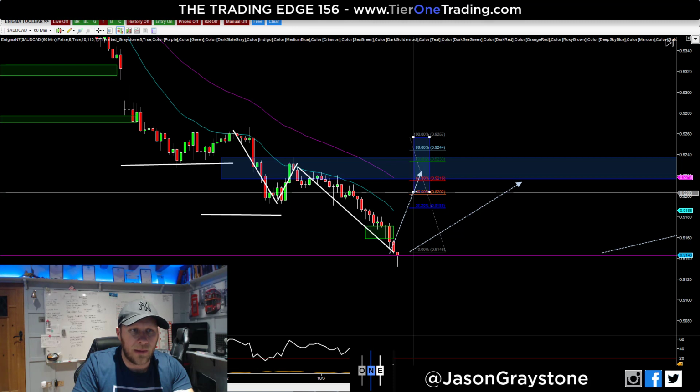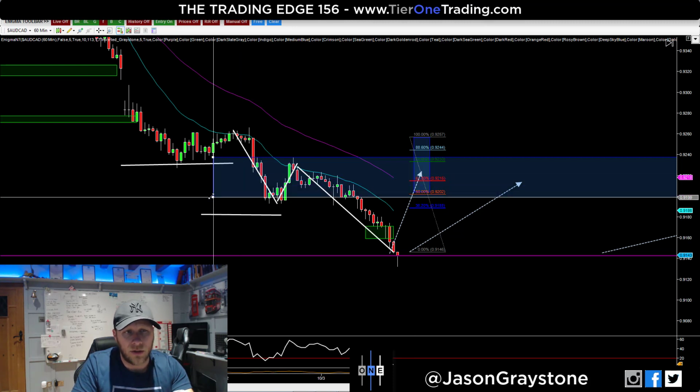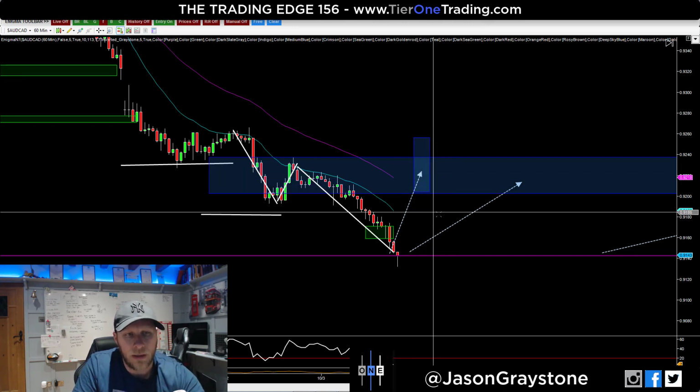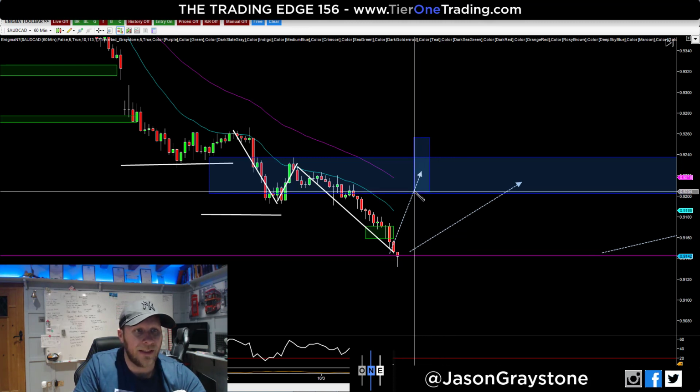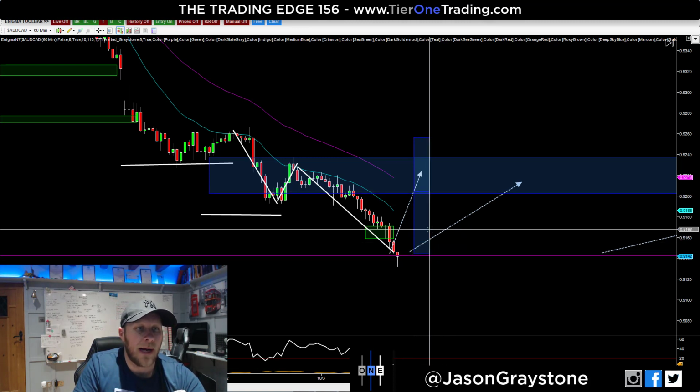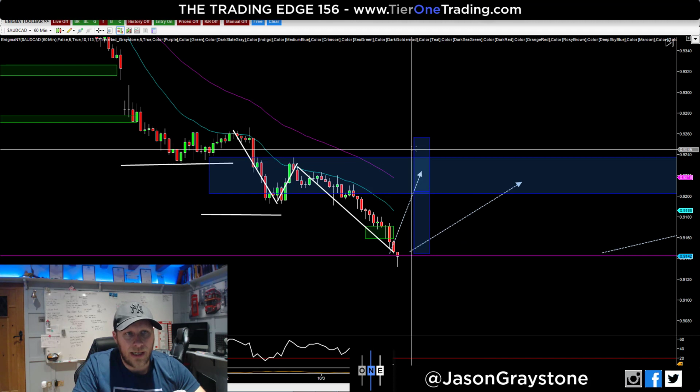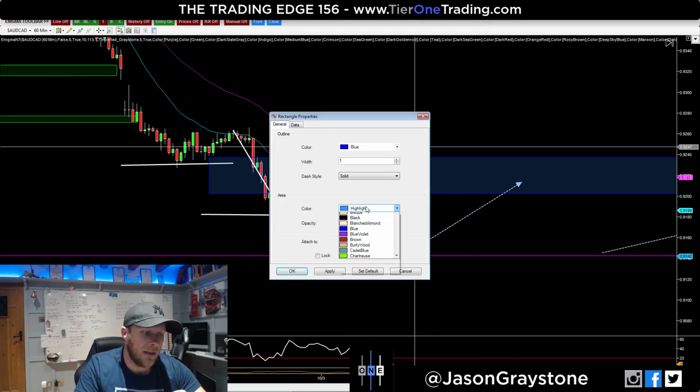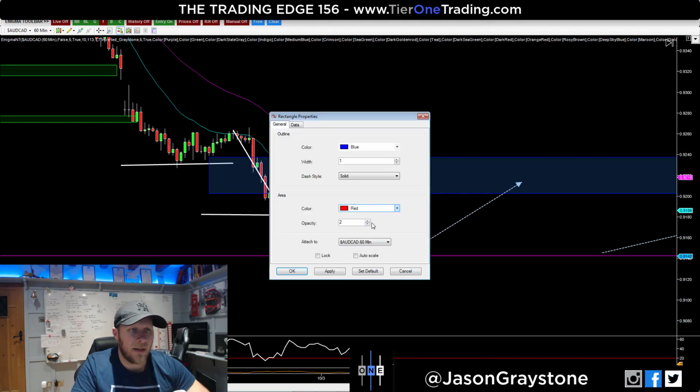So the kill zone is going to be something like this. Again, I can't draw it out perfect at the moment because we don't know if we're just going to continue down. But if we get a pullback, I'll be looking at this zone here, with this being our risk. Let's colour this in red.